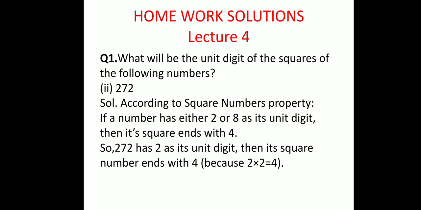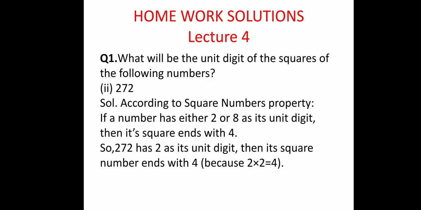Again, I am repeating the properties. If a number has 1 or 9 in the unit place, then its square ends in 1. If a number has 4 or 6 in the units place, then its square ends in 6. If a number has 2 or 8 in the units place, then its square ends in 4. If a number has 3 or 7 in the units place, then its square ends in 9. If a number has 5 in the units place, then its square ends in 5. If a number has 0 in the units place, then its square ends in 0.